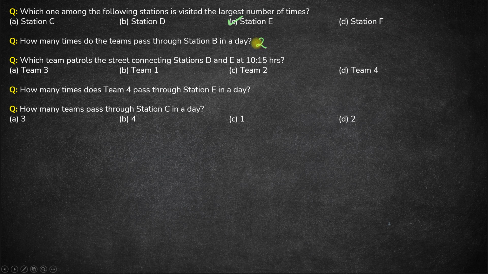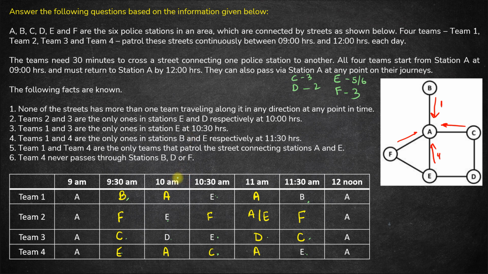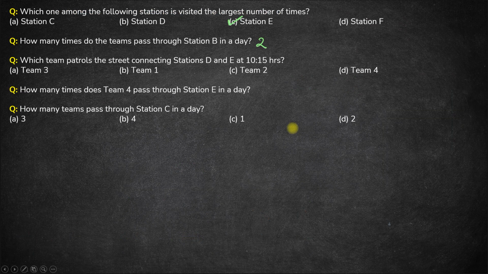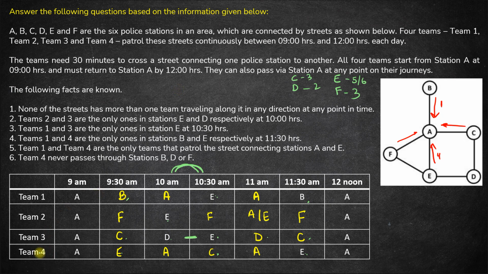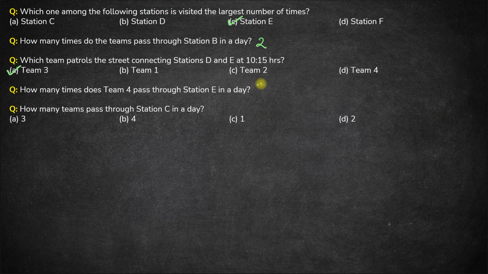Okay. Next question, which team patrols the street connecting D and E at 10:15? Okay, so D and E at 10:15. 10:15 is between 10 to 10:30. So who is patrolling between D and E? Team 3 is patrolling. Hence option A is the right answer. Next question, how many times does team 4 pass through E in a day? So team 4 passes through E once and twice. So the answer is again 2 over here.